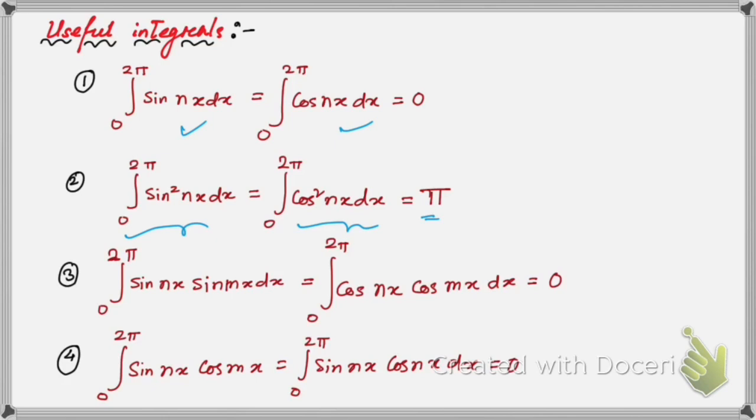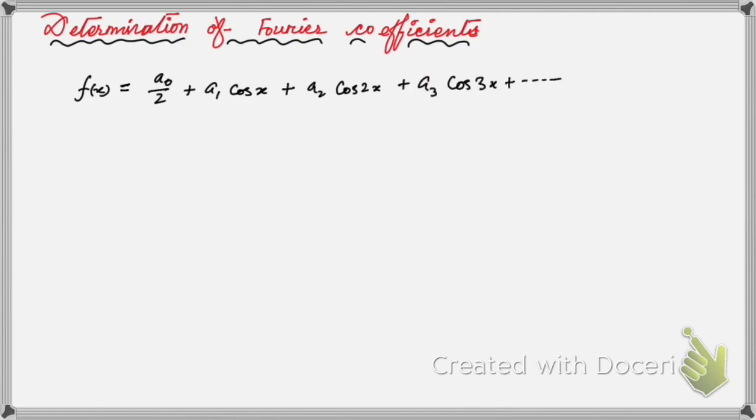So now let me show you how to find the Fourier coefficients, that means those constants a0, a1, a2, a3, b1, b2, b3, how to determine their values. Let me show you in the next slide. Here, determination of the Fourier coefficients. So now you see, suppose we have a function f of x which can be expressed as a Fourier series in this form, right?